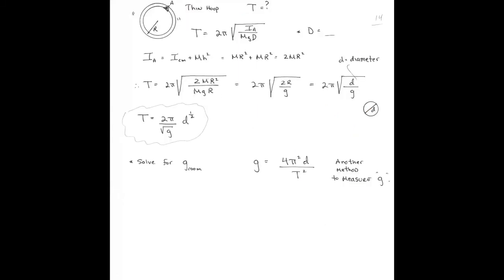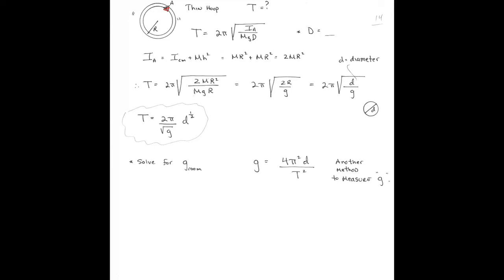So we just found the expression for a physical pendulum. Now we're going to pivot a thin hoop about a nail, and we want to find the period of oscillation for the thin hoop, or call it a ring. So that's our starting point.